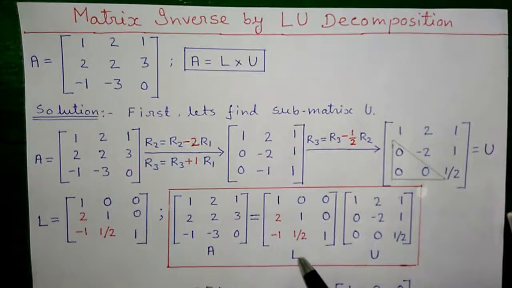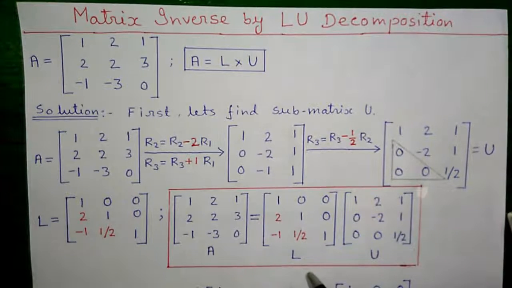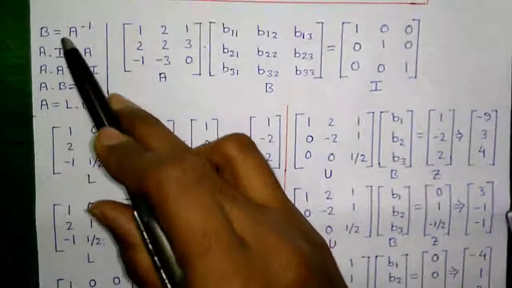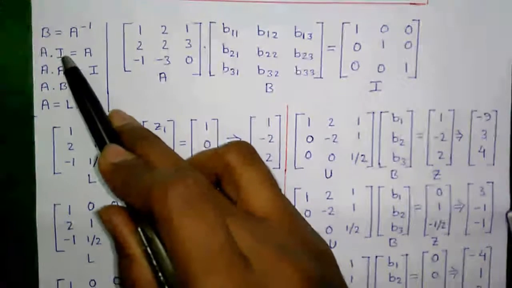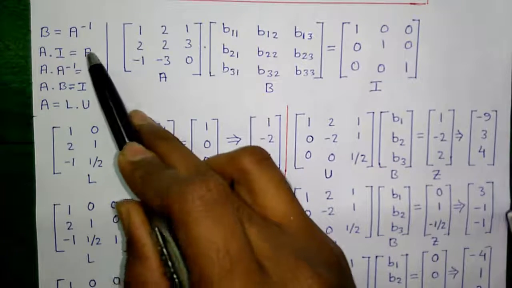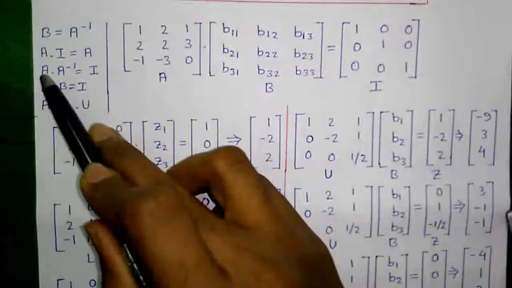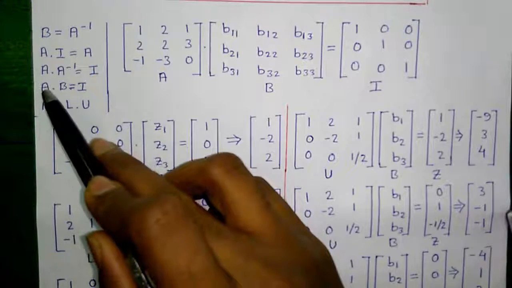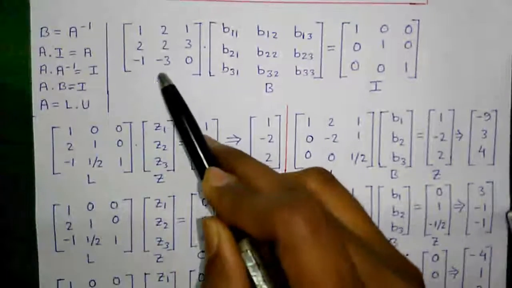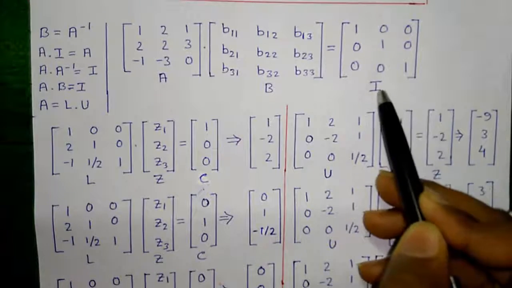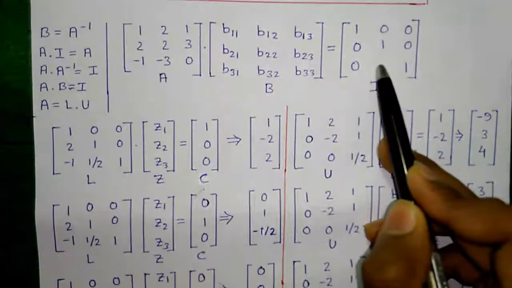Let's write matrix A equals submatrix L into submatrix U according to this formula. Up to this point, it was LU decomposition by shortcut method. And next, matrix B equals A inverse or inverse of matrix A. We know any matrix into identity matrix equals that matrix. So we can write A into I equals A, or by transferring A to left hand side, A into A inverse equals I, or A into B equals I, because B is A inverse. That is written here. Matrix A into matrix B equals matrix I, where I is the identity matrix, where the diagonal elements are all 1 and every other element is 0.